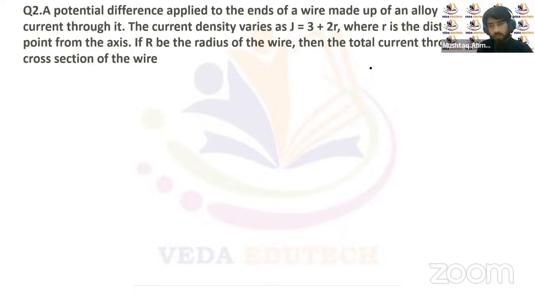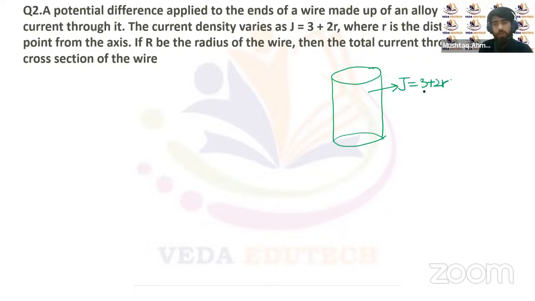So the question is that let's suppose this is the wire, the cylindrical wire. The current density is given as a function of radius r, that's J is equal to 3 plus 2r. We have to find the total current through the cross section of this wire. The radius of this wire is given as capital R, and the small r is the distance of the point from the center of this wire.